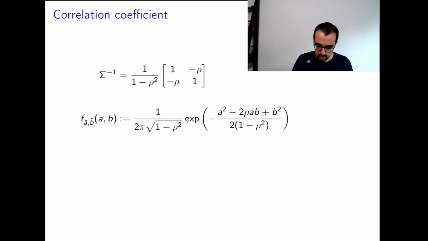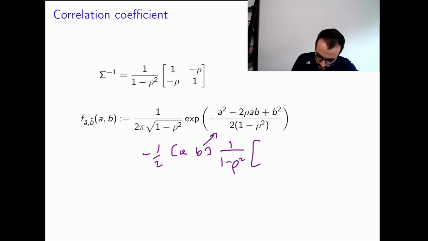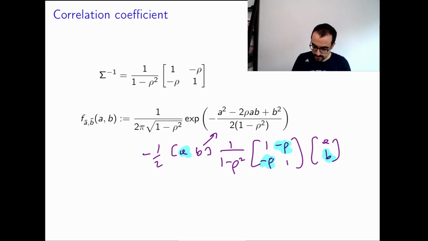So now I plugged it in to the density. Just to be very clear, inside here what we have is -1/2, and then (A, B) times the inverse, so 1/(1 minus rho squared) times the matrix with 1, minus rho, minus rho, 1, and then (A, B). If you multiply this out, what ends up happening is that the cross terms, where A ends up multiplied with B, are governed by a minus rho. And otherwise, the A squared term is just multiplied by 1, and the B squared term is just multiplied by 1. You can try to compute this out on your own. The point is that we get this expression. And now let's take a closer look at this expression.